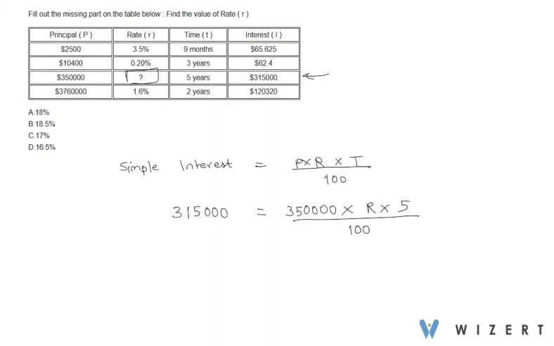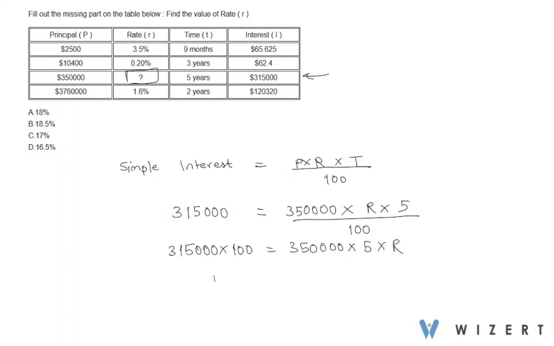So to find rate, we simply take all these numbers on right side and put it on left hand side. So 100 is division on the right hand side, so 100 will be in multiplication on left hand side. So 3,15,000 multiplied by 100 equal to 3,50,000 multiplied by 5 multiplied by rate.